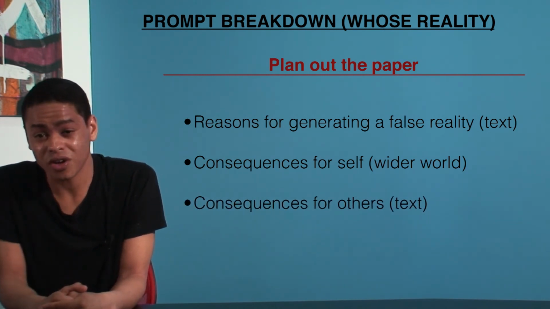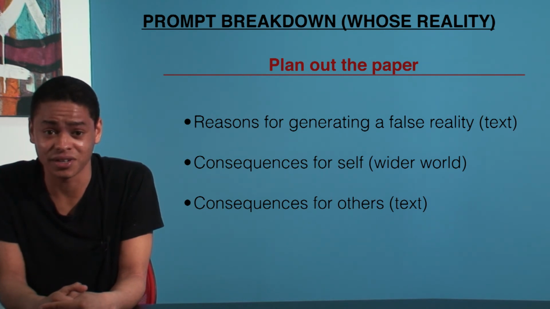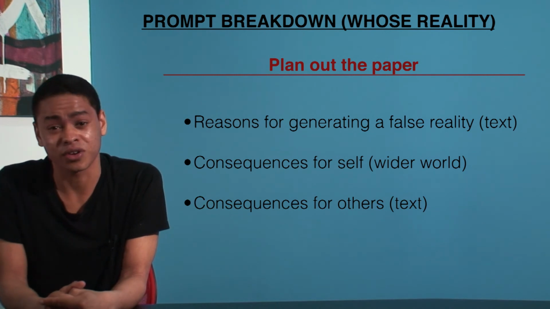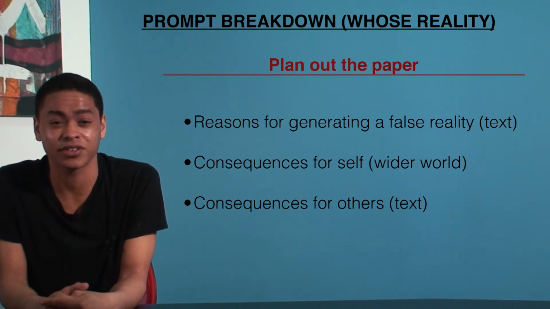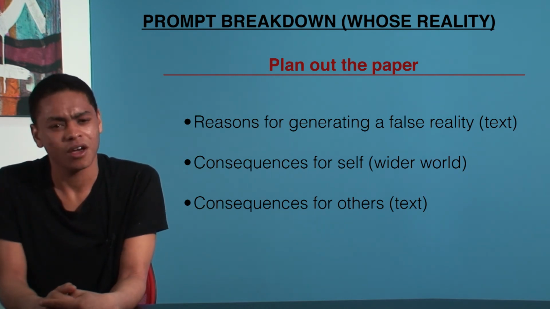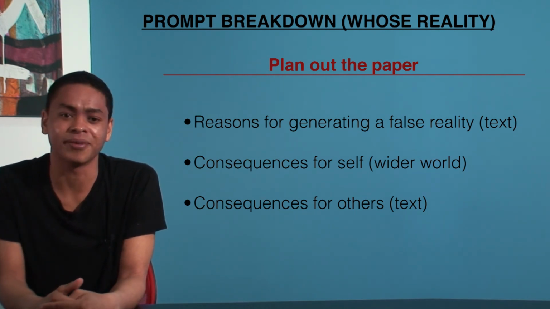Paragraph 3, the consequences of creating a false reality for individuals other than oneself. Using the example of Wag the Dog, the criticism of American media and politics through the audience's knowledge that people are being misled. Once you have this plan down, you're ready to write.